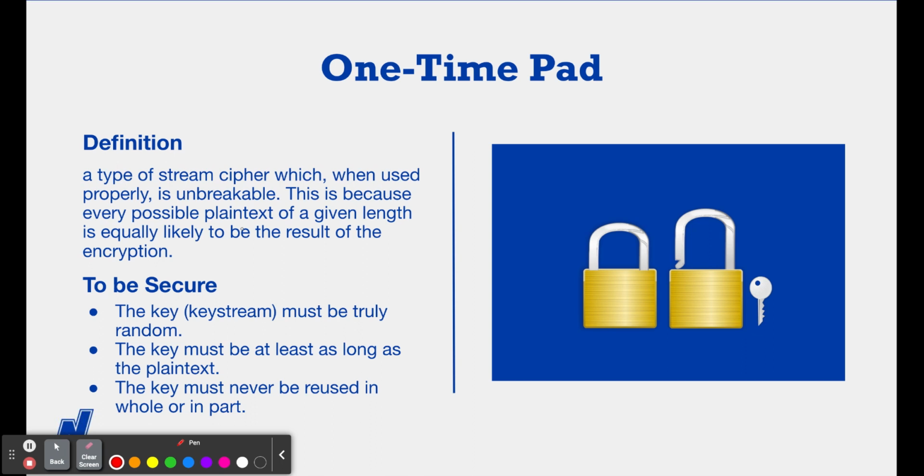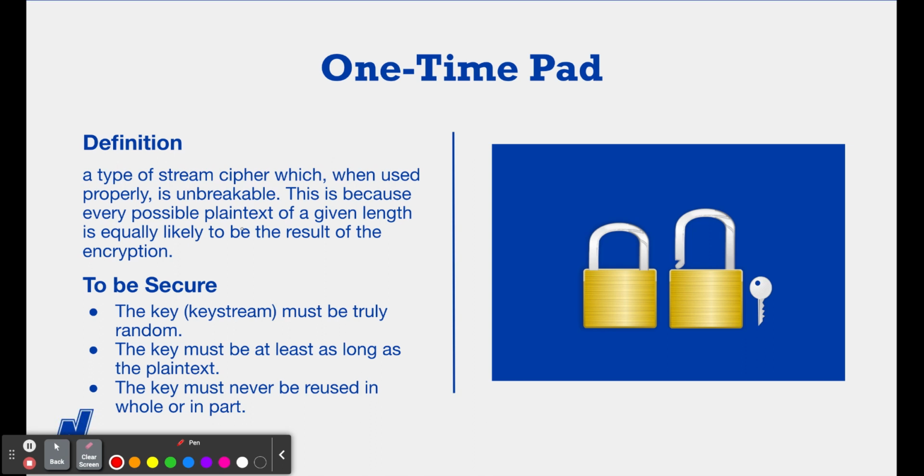So what are some things that need to be secure? The key stream must be truly random, so it can't have some sort of idea behind it of how it is going to get generated. The key must be at least as long as the plaintext. If you have a plaintext that has 10 characters, the key also needs to have about 10 characters. You can't have a plaintext with 10 characters and a key with only 6 of them. The key must never be reused in whole or in parts. So never reuse the key again.